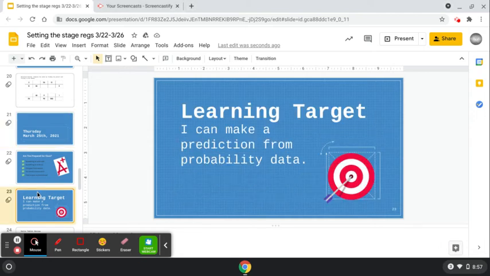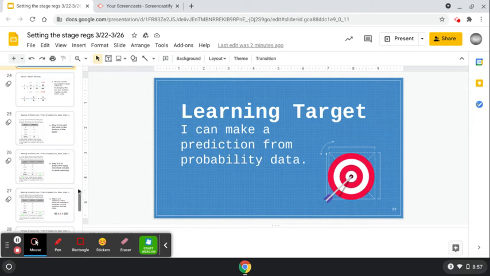All right, so your learning target today is making a prediction from probability data. And remember, a prediction is what we think is going to happen, so we're moving into the future. We'll be looking at how we take something we know and apply it to figure out something we're trying to find. We're going to be looking at ratios, equivalent ratios, and multiplying, and all sorts of stuff. So let's get into it.